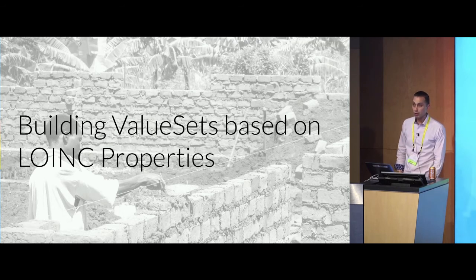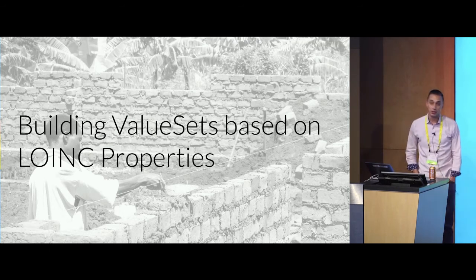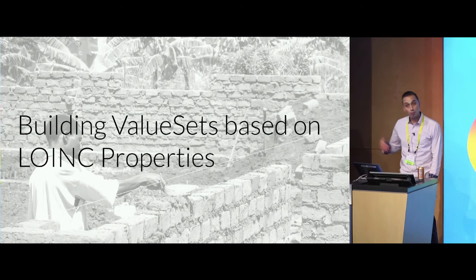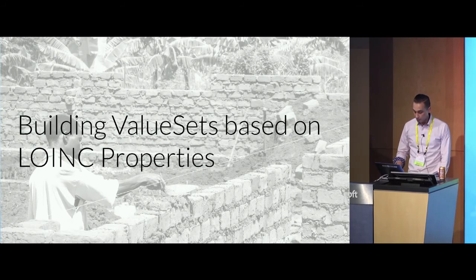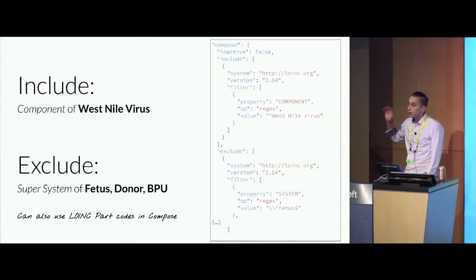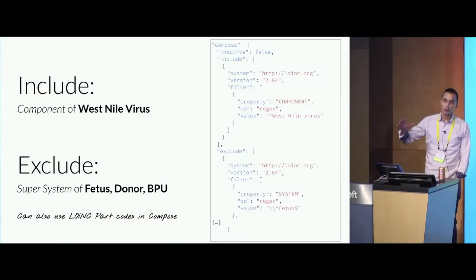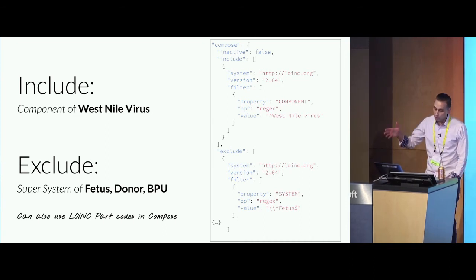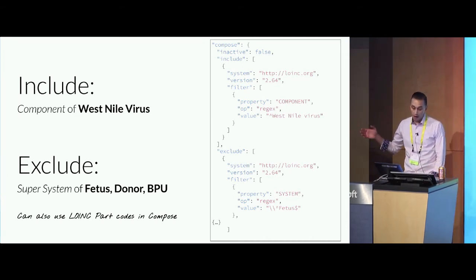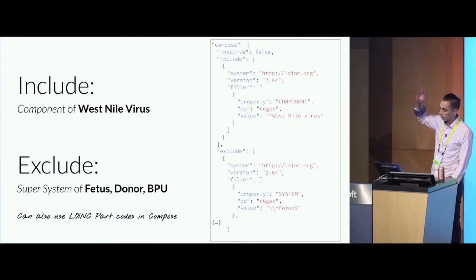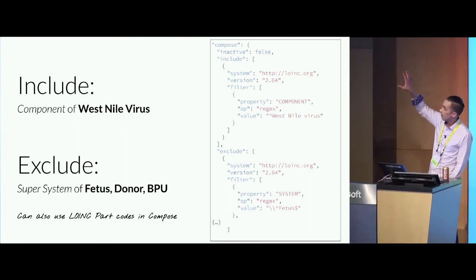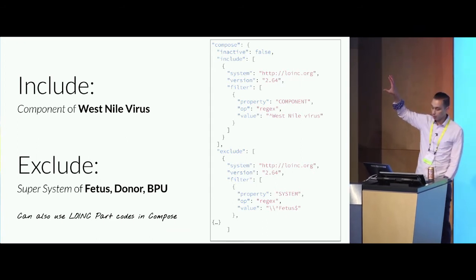But you can also build your own collections of LOINC codes based on the properties that are available in the code system. So that's why I described each of those individual attributes. What can you do with it? Well, say you wanted to pull together the set of LOINC terms that were measuring or had something to do with West Nile virus. You can make a little value set definition that specified the set of terms that were in there using those LOINC properties.